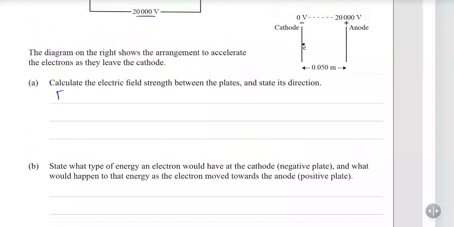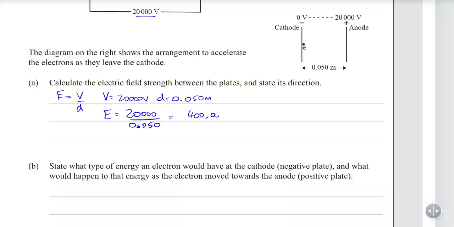So E equals V over D. And as we can see, if the voltage is higher, the field strength is higher. If the distance is higher, the field strength is lower. So V equals 20,000 volts. D equals 0.050 meters. E equals 20,000 divided by 0.050, which is 400,000 volts per meter.